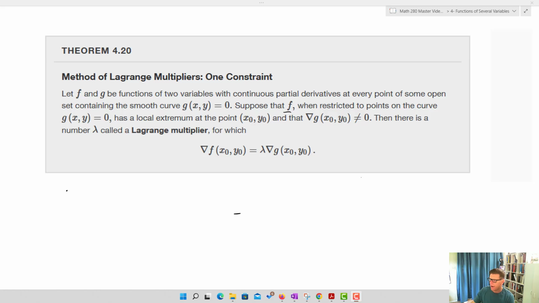And suppose that f, when restricted to points on the curve g of x y equals 0, has a local extremum at the point x naught y naught, and that the gradient of g at x naught y naught is not equal to 0. Then there is a number lambda, called a Lagrange multiplier, for which the gradient of f at x naught y naught equals lambda times the gradient of g at x naught y naught. So we've got a couple of things here. We want to notice that f is going to be our objective function.